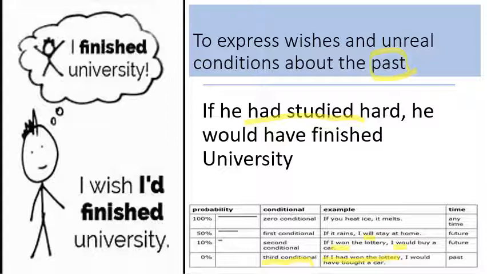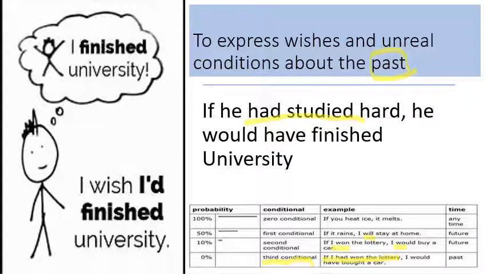The second case is with the conditions. Before talking about our example, let's make a quick review about the 4 conditions of if clause. You remember that this is the probability of the happening of the event, and this is the conditional sentence, and this is the example. I'm saying it fast because you studied this already, just making a quick review.